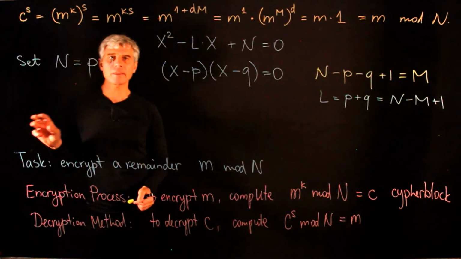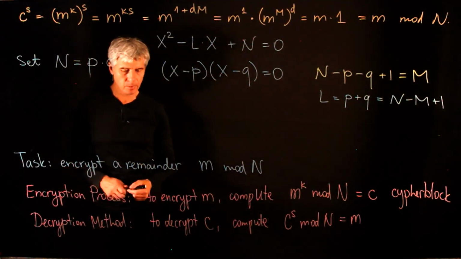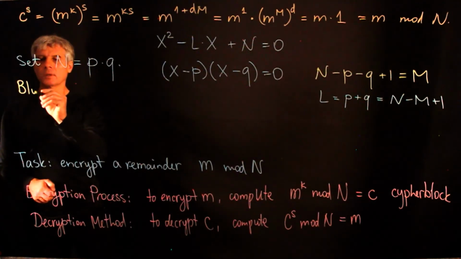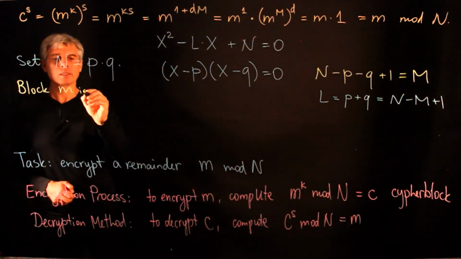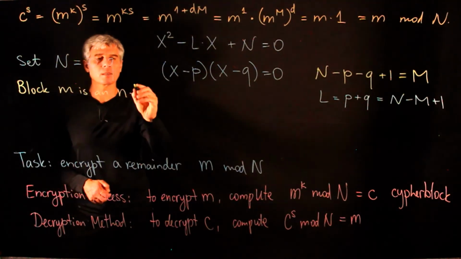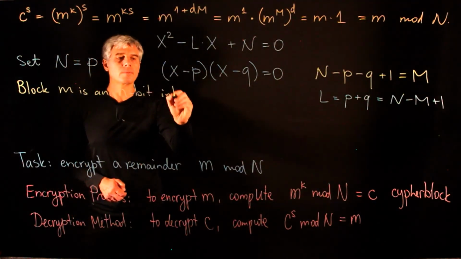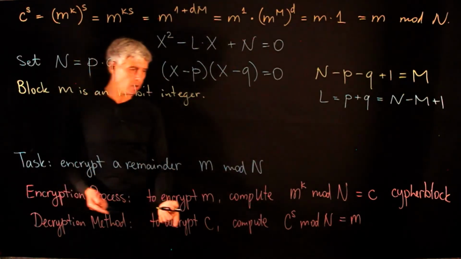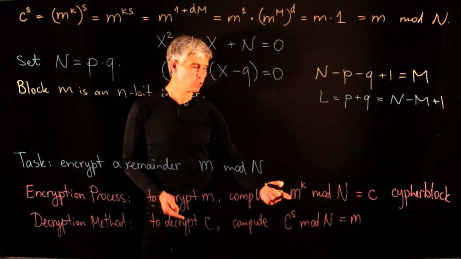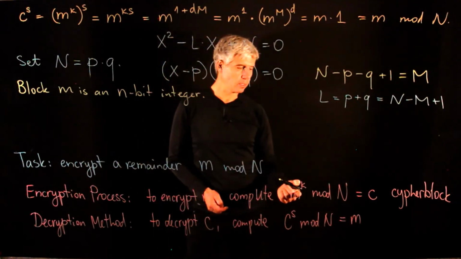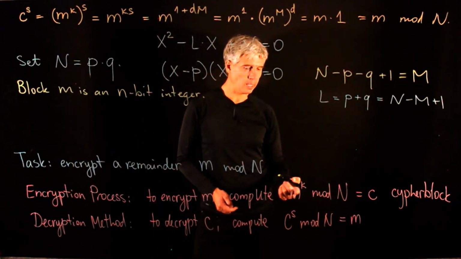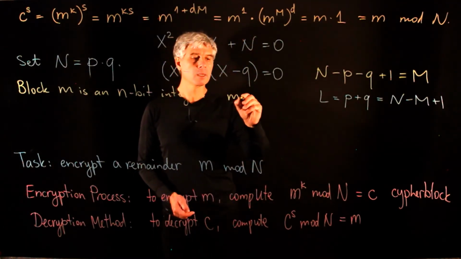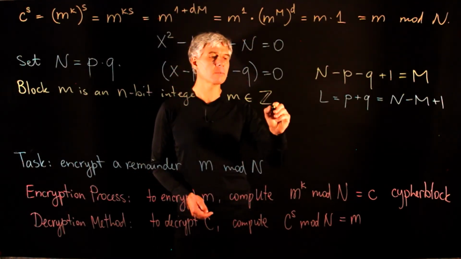Let us discuss another potential pitfall of this method. So here we said that our block m is an n-bit integer. But in our computation, when we show that we can decrypt m after encryption, we assume that m belongs to Z_n multiplicative.